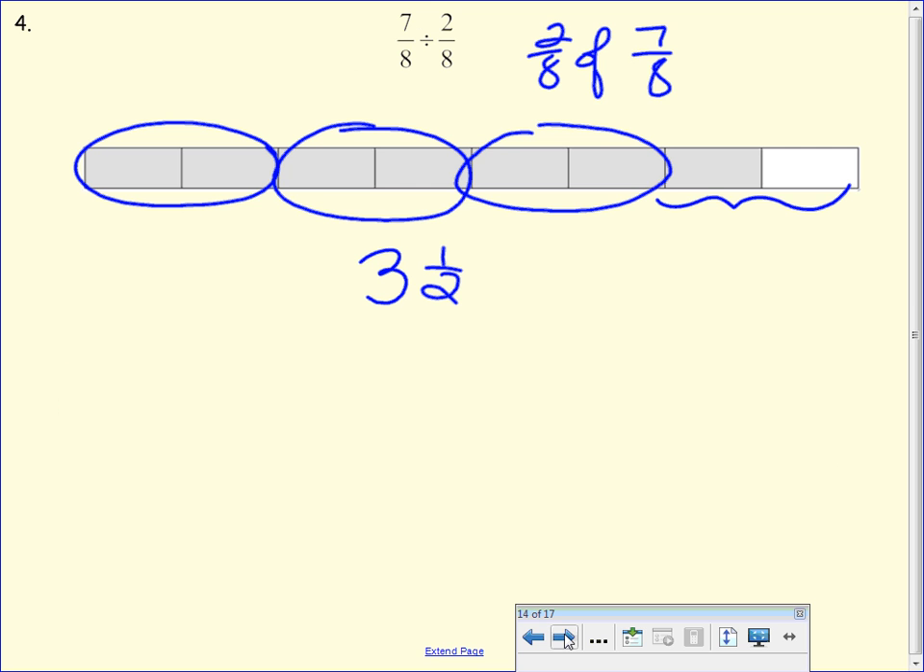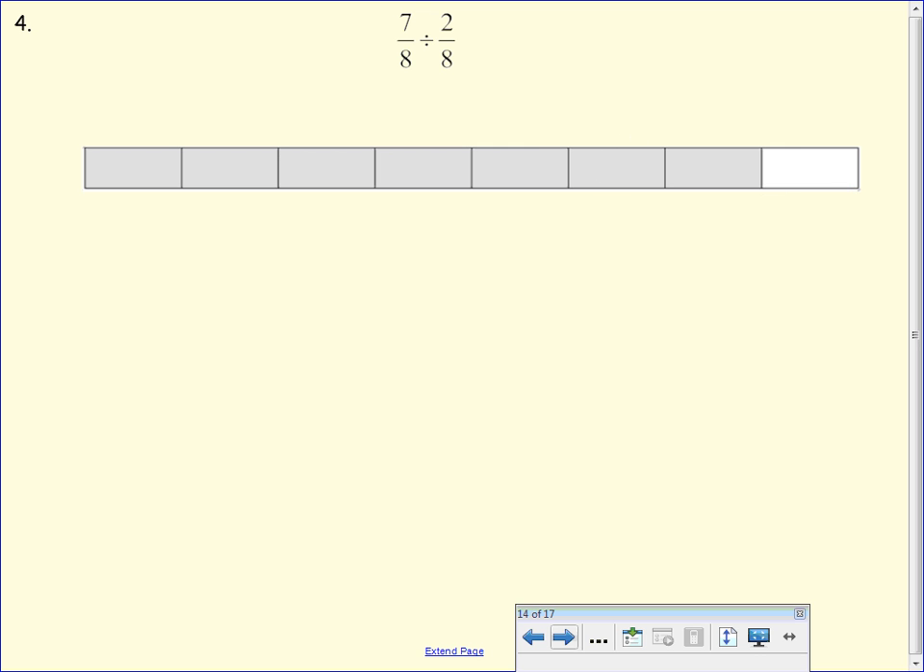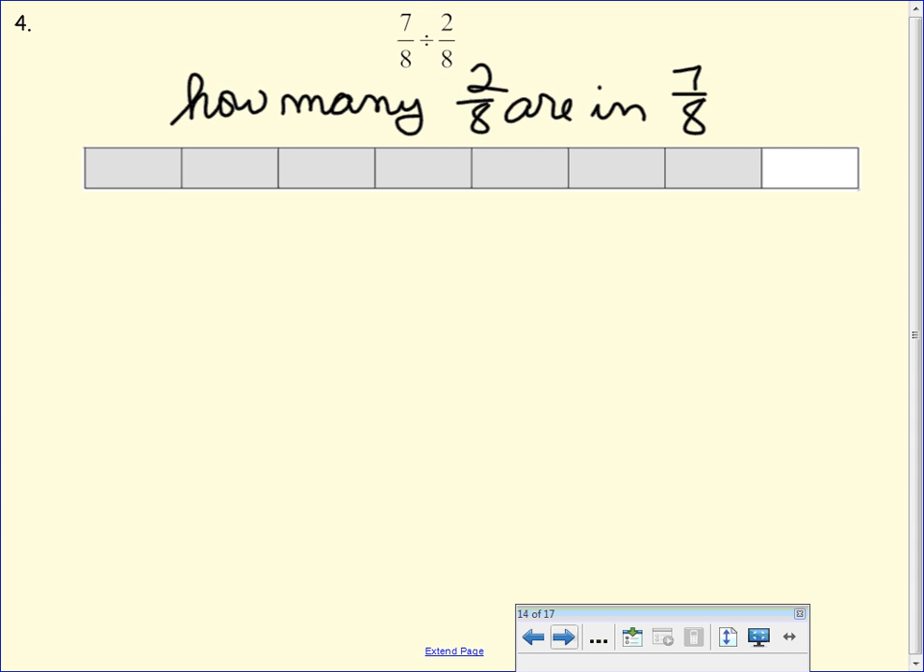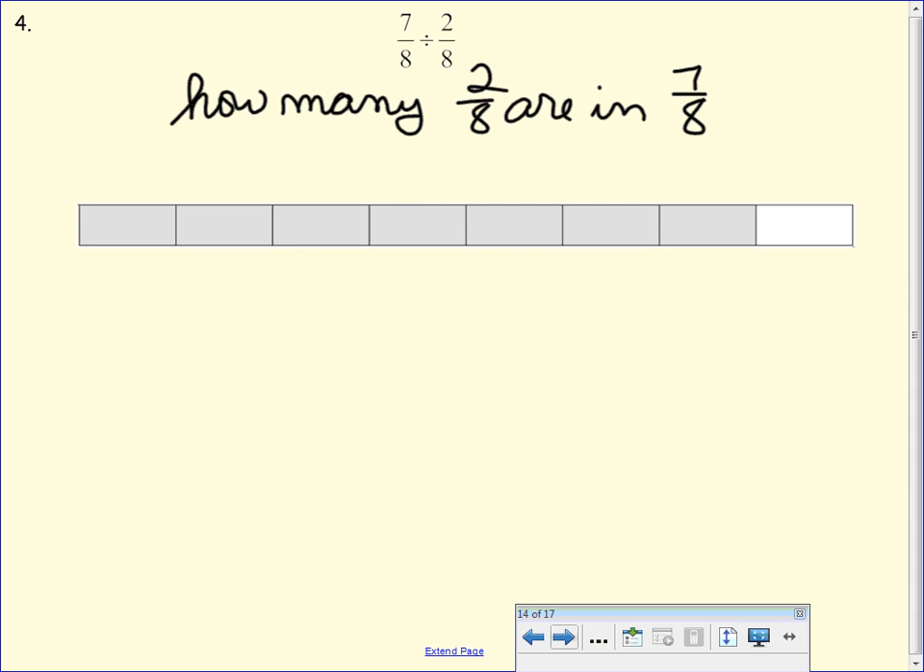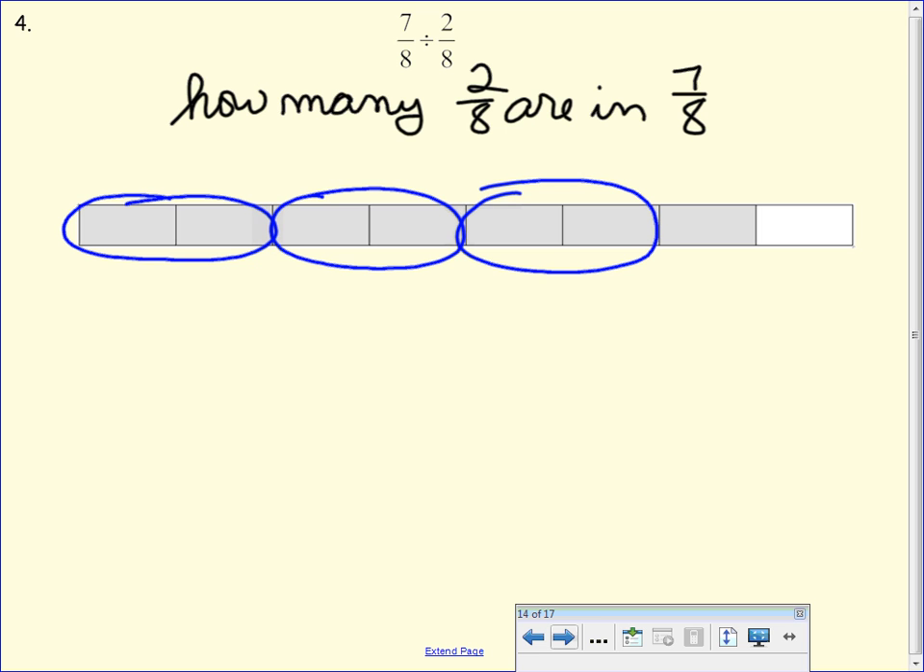Let's try another one. Oops, the answer's already there. 7/8 divided by 2/8. I guess I didn't erase this last problem. So illustrate your 7/8. Okay, so the shaded in area represents my 7 out of 8. And I want to see how many groups of 2/8. So that's 2/8. That's a group of 2/8. And that's a group of 2/8.